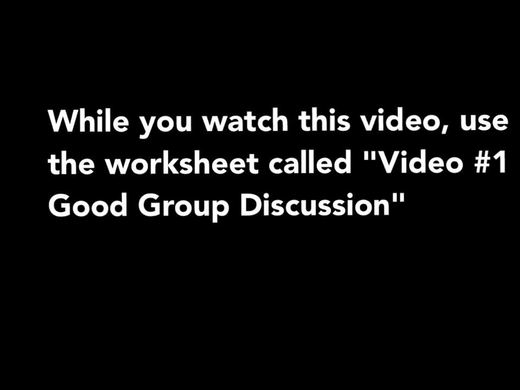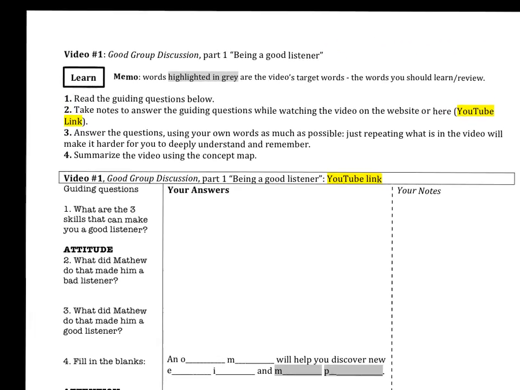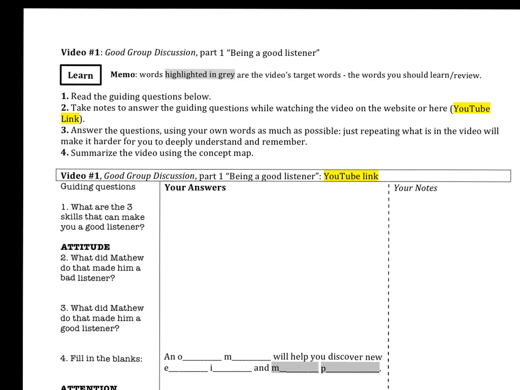Yes, there is a worksheet connected to this video, and the worksheet is called video number 1, Good Group Discussion. So please, if you haven't downloaded it yet, go to the website and download it. So the worksheet looks like this. At the top, you have the video number, its name, and for this video, you have actually 2 parts.